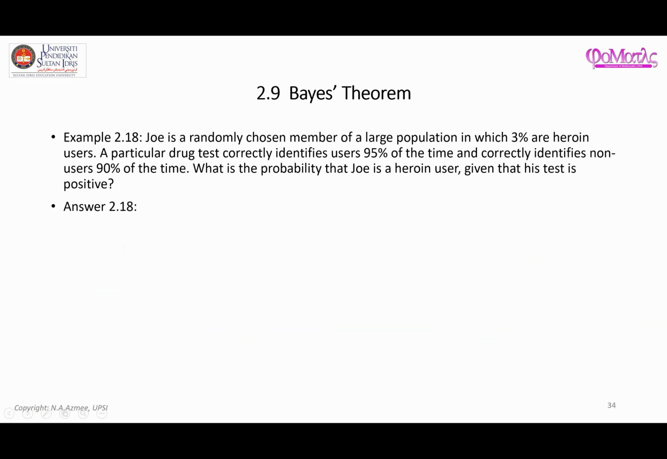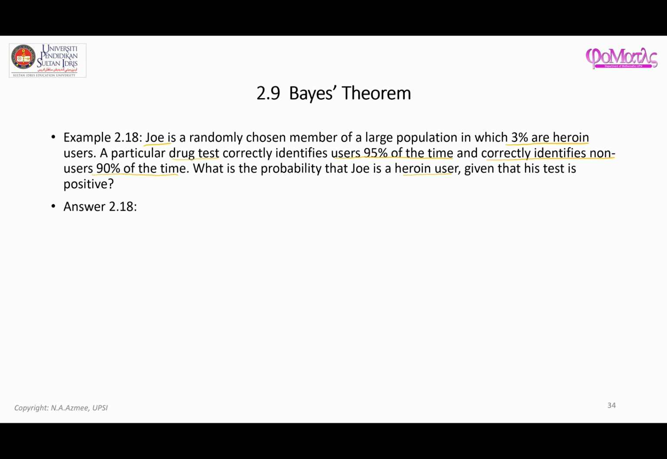So here is example 2.18. Joe is a randomly chosen member of a large population in which 3% are heroin users. A particular drug test correctly identifies users 95% of the time and correctly identifies non-users 90% of the time. So what is the probability that Joe is a heroin user given that his test is positive? All right, perhaps we can try and write down some of the information first.